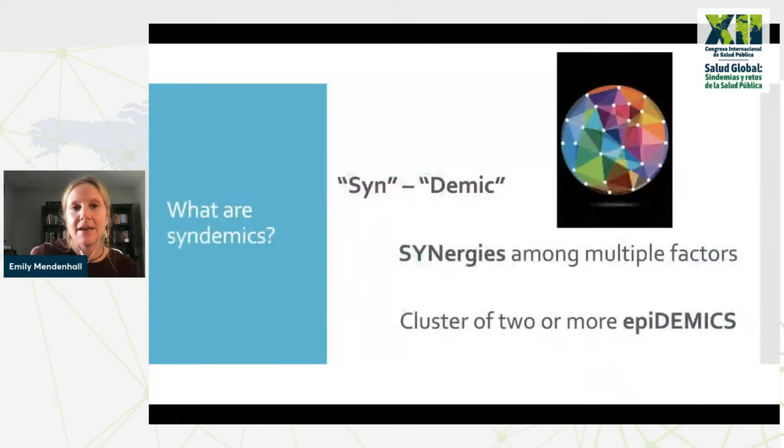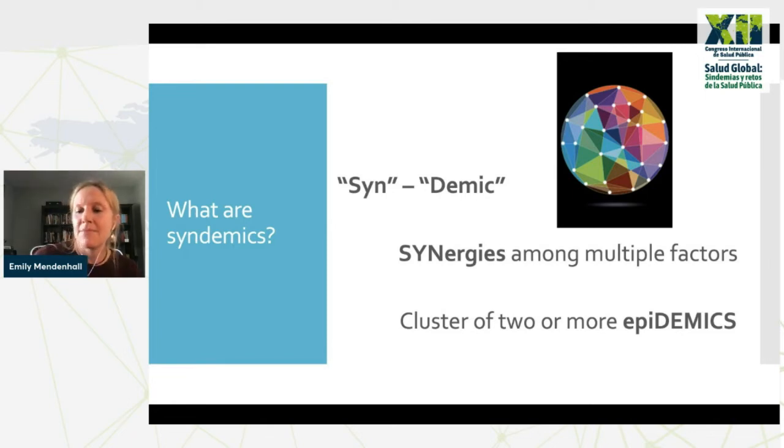Syndemics is a term that combines the ideas of synergies among multiple factors with a cluster of two or more epidemics. In many ways, syndemics emerged around the same time in the 1990s as other theories of social determinants of health, building upon the Marmot work on social determinants, Nancy Krieger's work on eco-social theory, thinking about a theory of fundamental causes, thinking about theories of social integration with Berkman and Kawachi and other social epidemiologists.